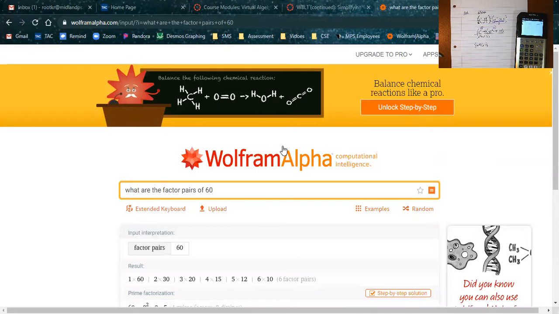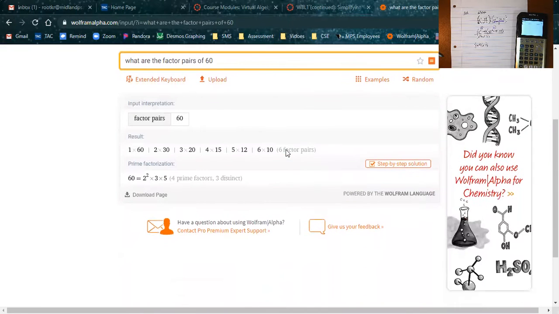And now specifically, I'm going to look for the ones that subtract to equal 7. Okay, subtract to equal 7. So I think that's 5 and 12, right? 12 minus 5 equals 7. So 5 and 12, those are the two that I want to use.